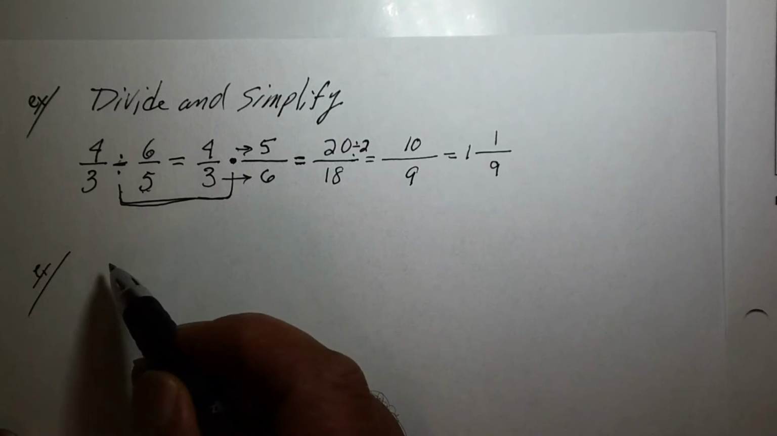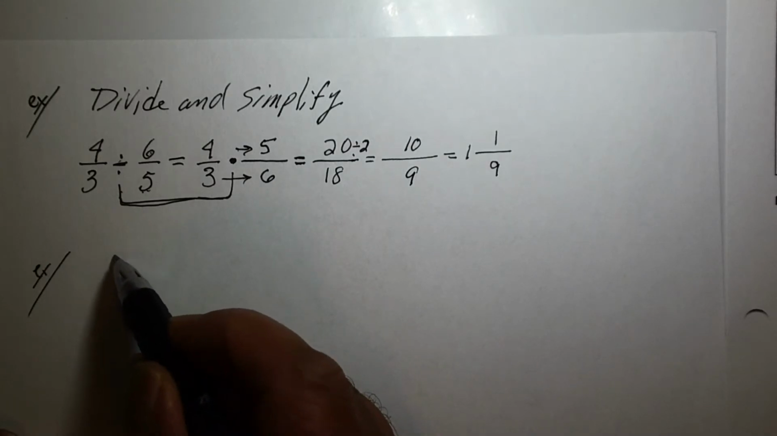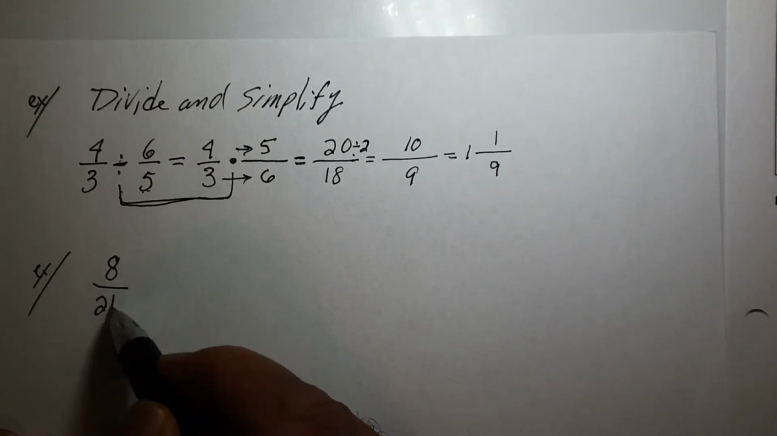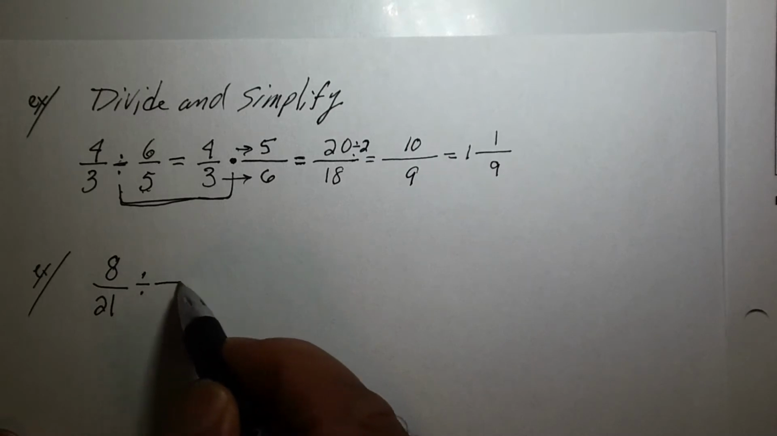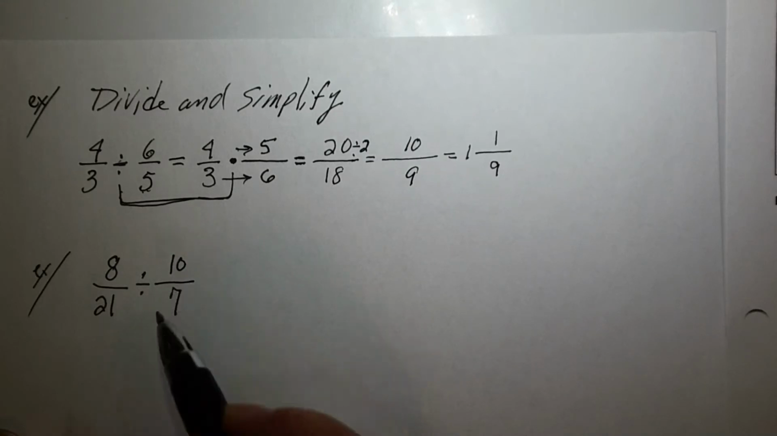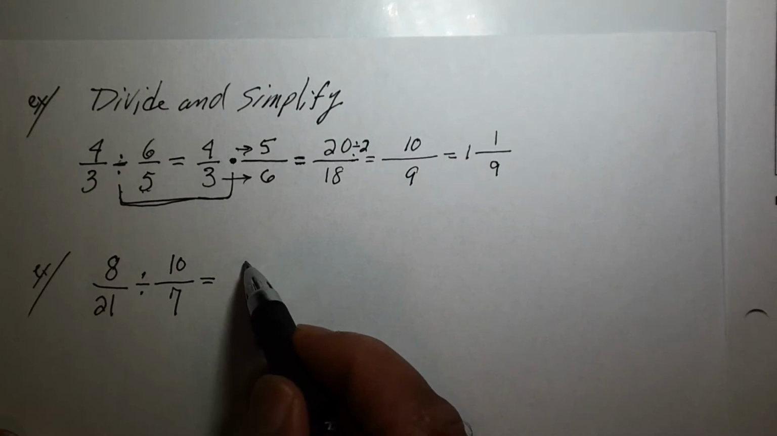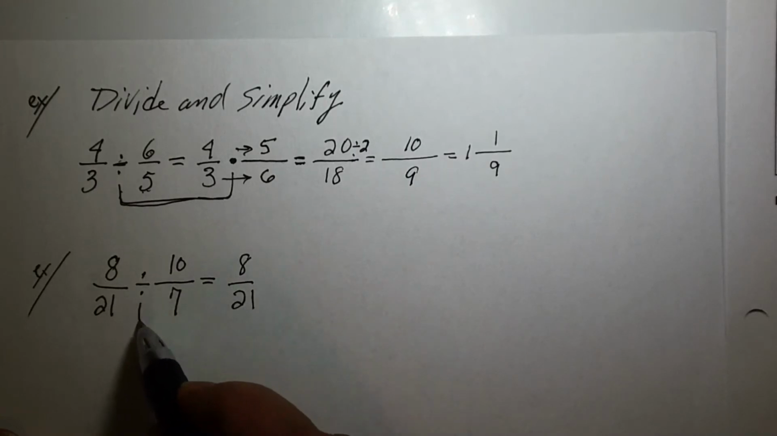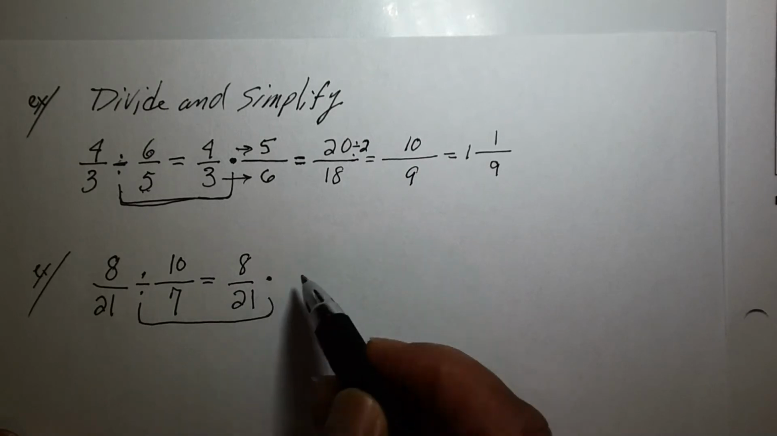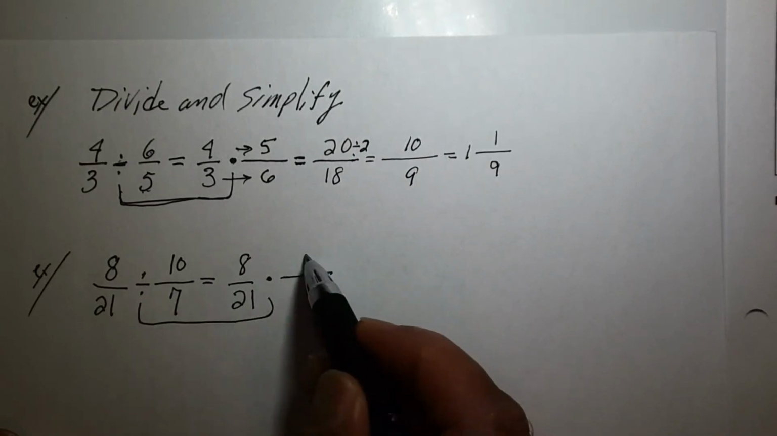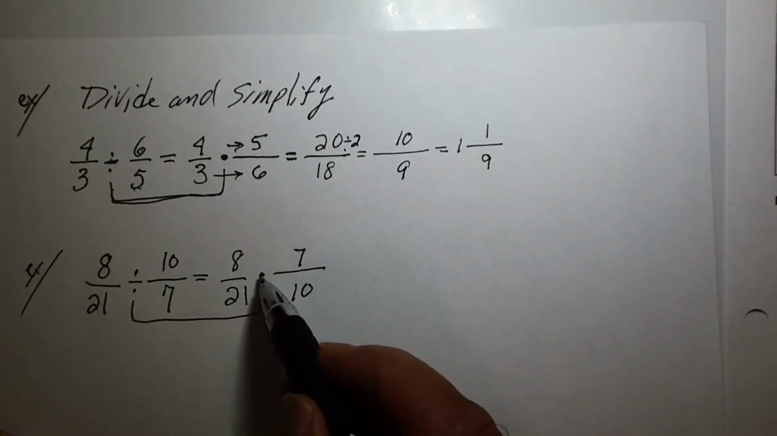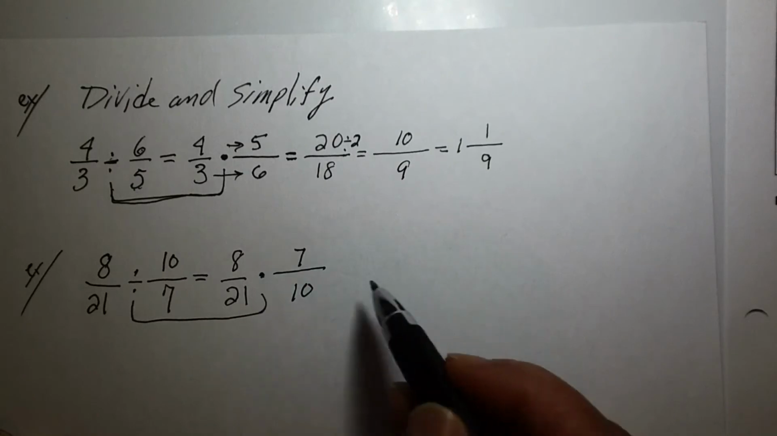Another example. 8 over 21 divided by 10 over 7. The first fraction is 8 over 21, we keep it. Then we change this division sign to a multiplication sign. And we use the reciprocal of the second fraction. Now we have to multiply these two fractions.